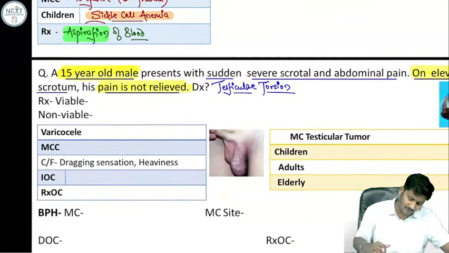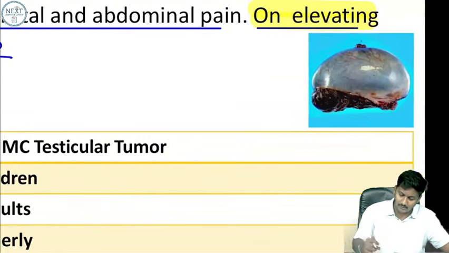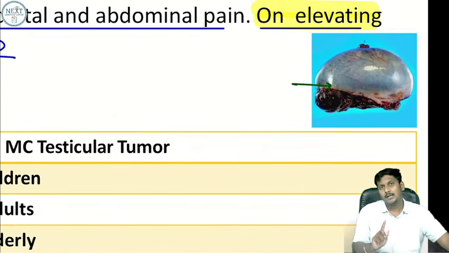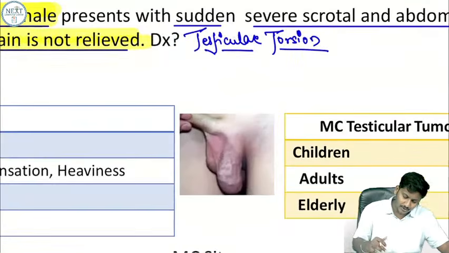And if the blood supply of the testis stops, it may undergo ischemic necrosis. And whenever there is ischemic necrosis of the testis, a non-viable testis will be seen. Clear? So that is what is important to be remembered about testicular torsion.